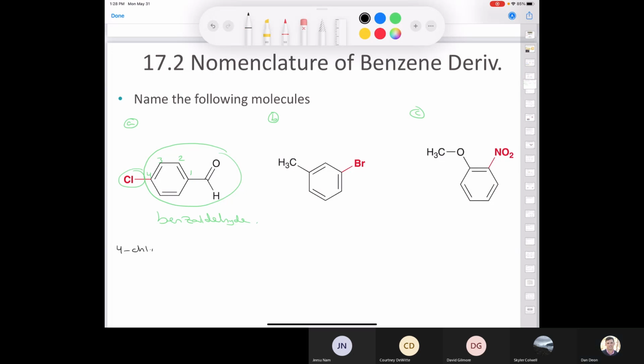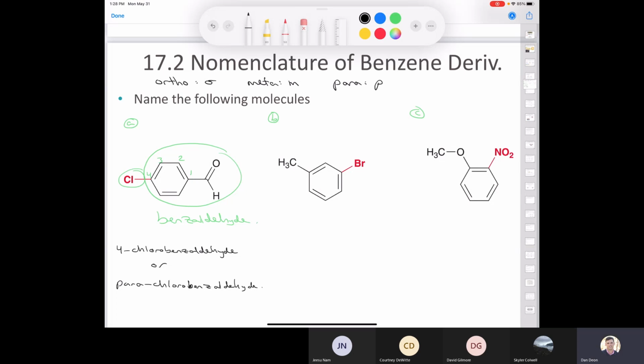4-chlorobenzaldehyde, or I could call it para. And you can just use the letter P, or you can write it out. Para-chlorobenzaldehyde, like that. So again, if we have ortho, you can just call that O. If you have meta, you can just call that M. And if you have para, you just call that P, like that.